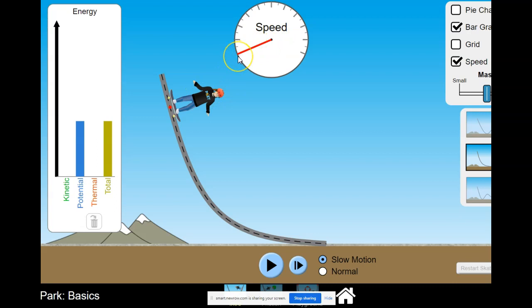So they start at rest at the top of the hill, much like in a roller coaster, you start at rest at the top of the hill. So you're slow for the moment, you are completely motionless before you start falling.